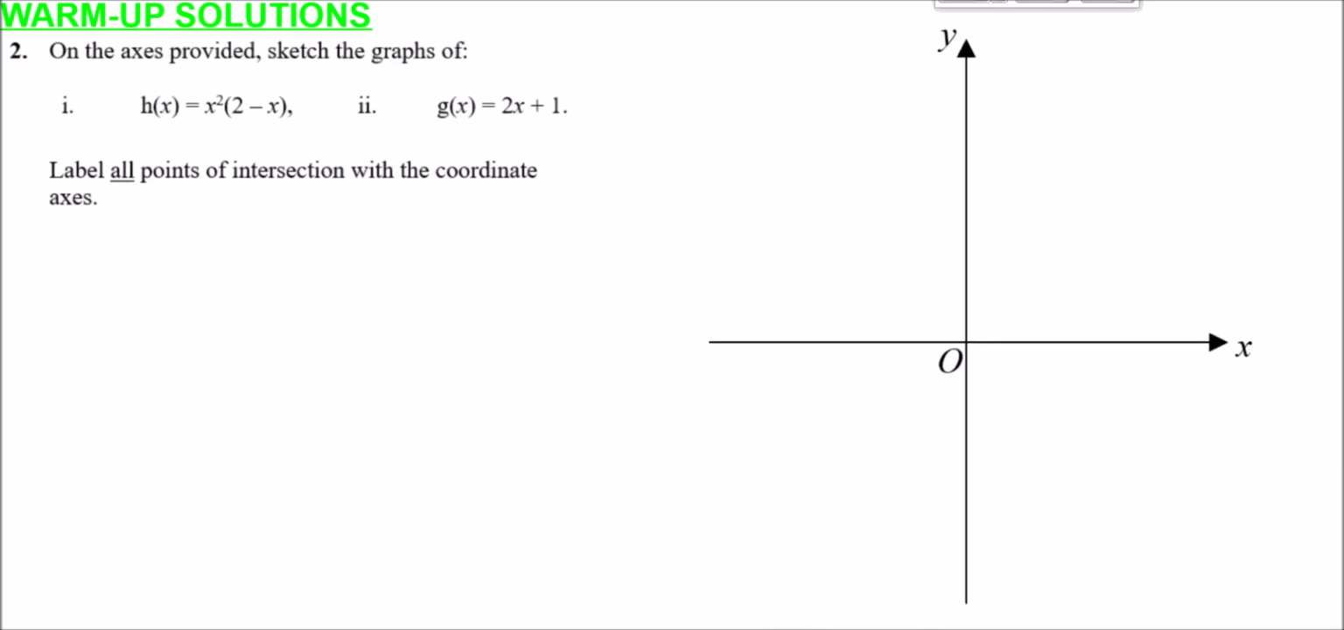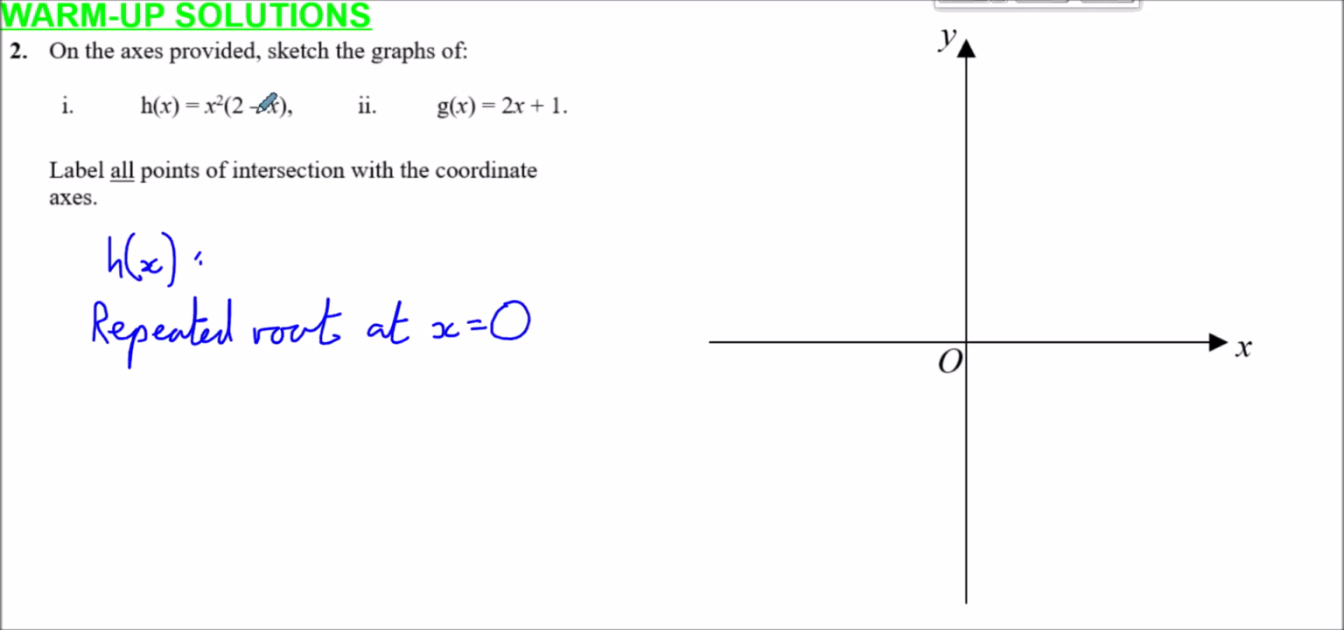For question two, some more sketching. Now we have h and g again. So h of x is x squared brackets 2 minus x. And so we can use our knowledge of functions and cubics here to realize that h of x is going to have a repeated root when x is 0 because of this x squared term. So it's going to have a repeated root at x equals 0. And another root when x is 2, because when x is 2, this bracket becomes 0.